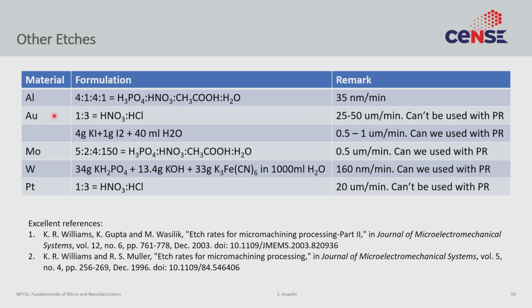Gold becomes a little more tricky. Gold is a noble metal, so it doesn't etch with most etchants. You can of course use aqua regia, but the problem with these very strong etchants like aqua regia is that you cannot use it with photoresist. So that becomes a challenge. Thankfully, there are some iodine-based gold etchants that actually can be used with the photoresist. So if you have to pattern gold, maybe you have to use this.